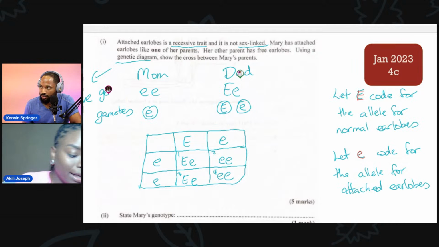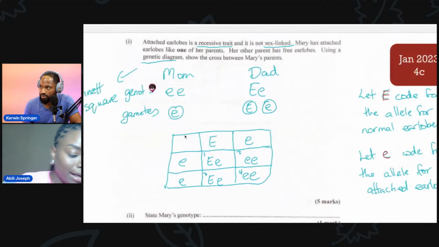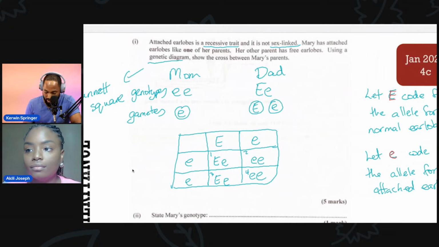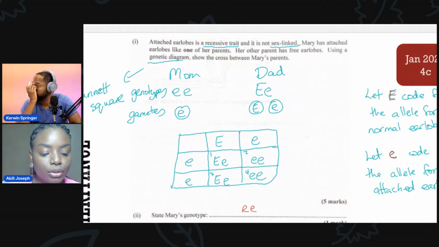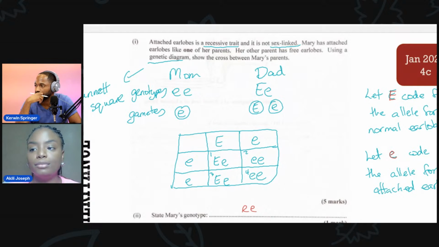What do you call that? Yeah. All right. So the next part, when they come to state the genotypes, we'll just write EE for her like that and collect marks. So Mary has to be small e because she has a recessive trait like mommy, right? Okay. So you're showing the cross. This Punnett square shows the possible outcomes from a fertilization event between this mom and this dad.